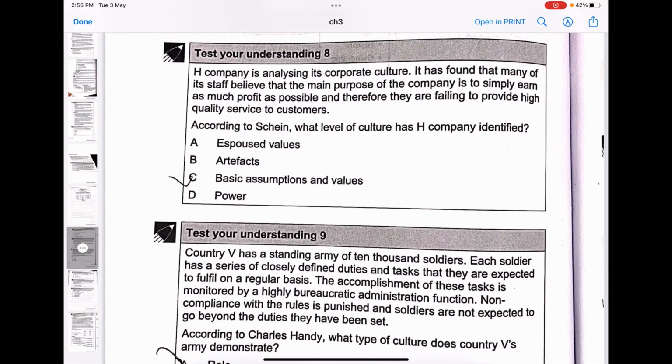H company is analyzing its corporate culture. It has found that many of its staff believe that the main purpose of the company is to simply earn as much profit as possible, and therefore they're failing. What is identified? So this is basic assumptions and values.